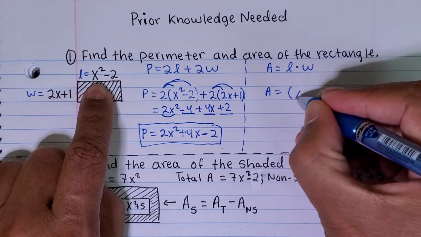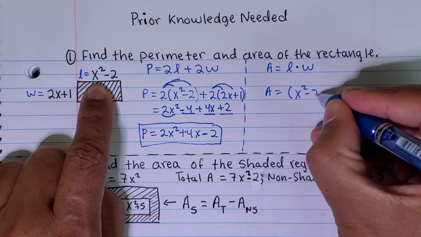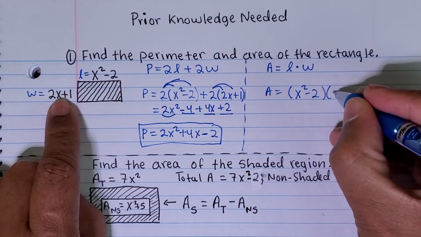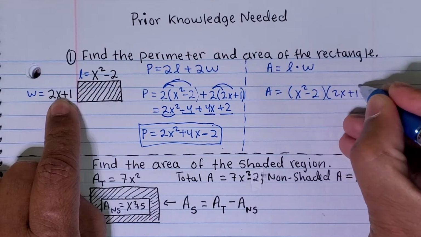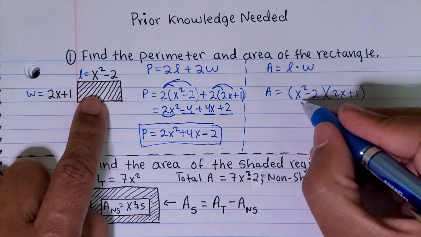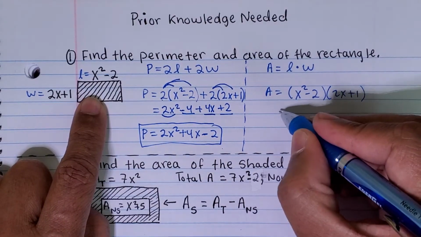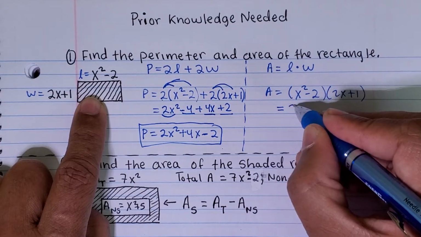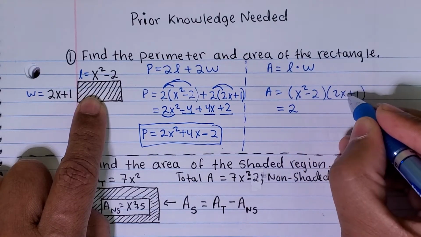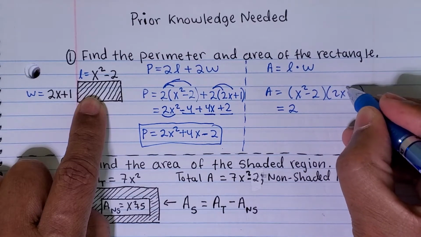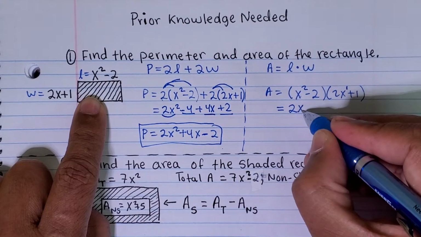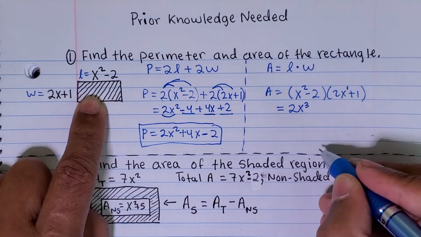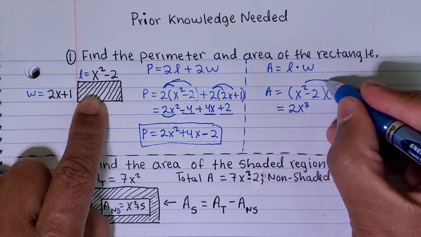So that's going to be x squared minus 2 times 2x plus 1. Now x squared times 2x, don't forget properties of exponents. So this will be 2, and x to the second times x to the first, you add the exponents. So this is going to be 2x to the third, or 2x cubed. So that's this one here.